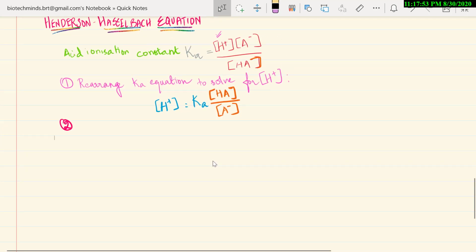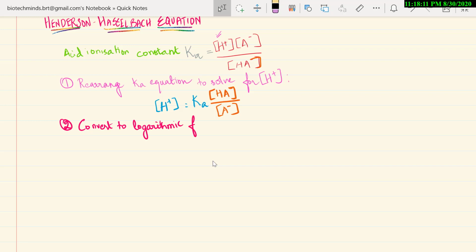Second step, we have to convert in terms of logarithmic function, because we are going to find out the power of this Ka. So we will convert into logarithmic functions. Okay. Now, how to write it in terms of logarithmic functions?